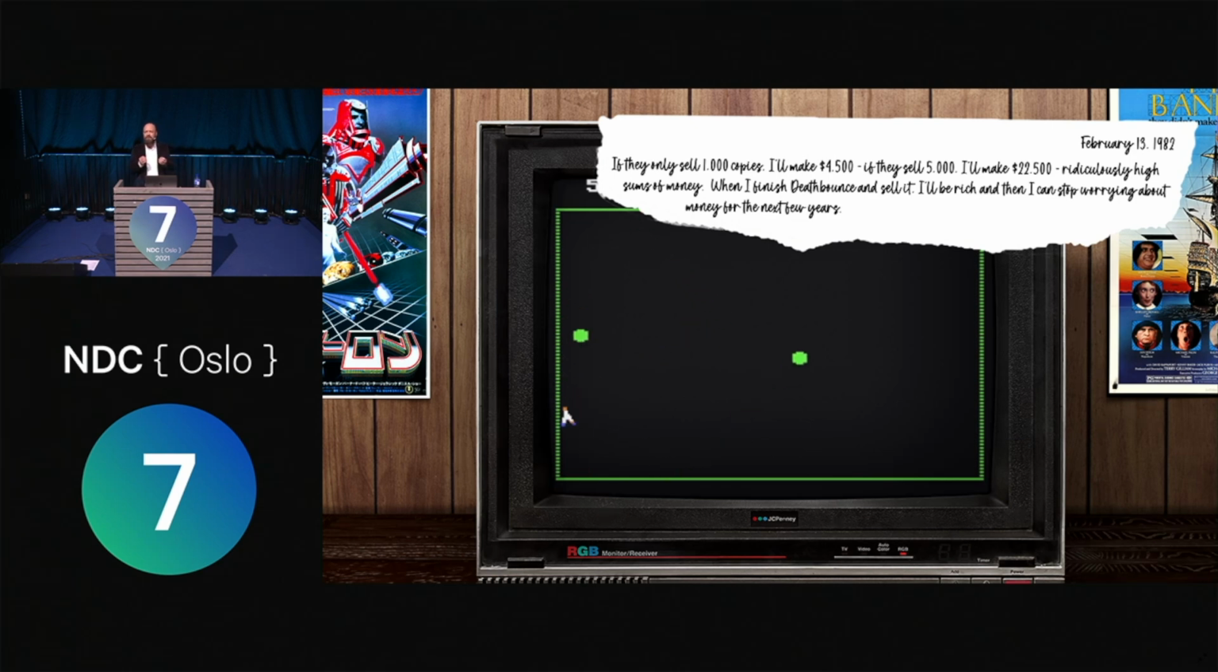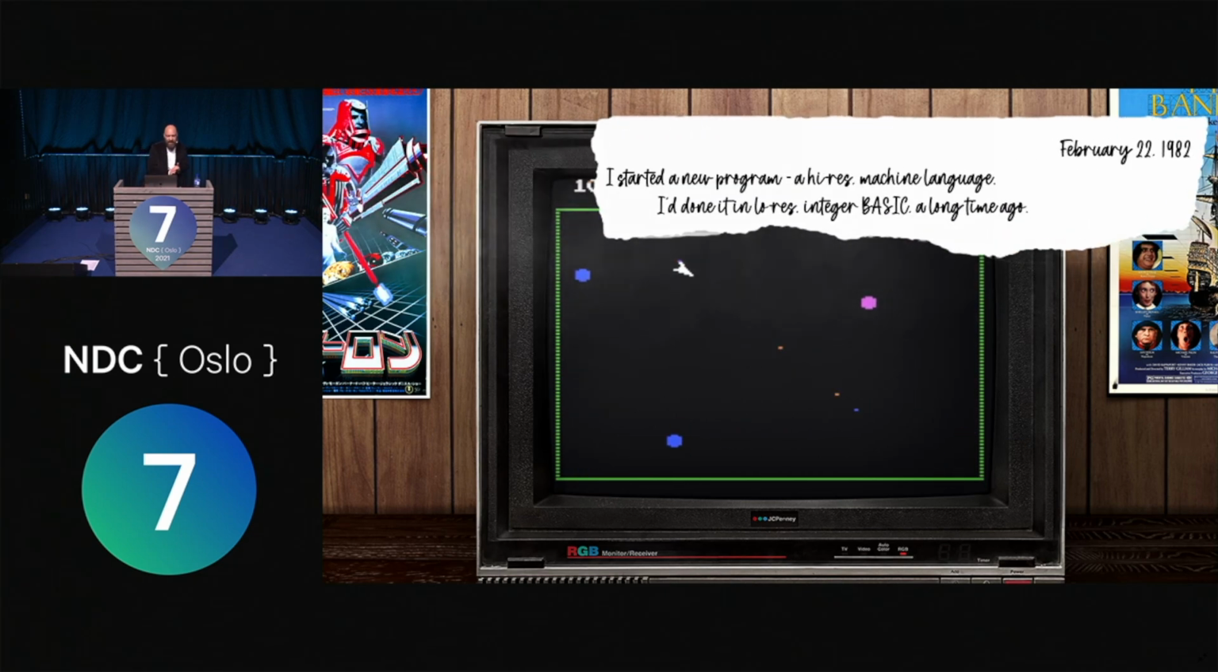Then he starts thinking about how much money he can make. He thinks that if he sells 1,000 copies, he'll make $4,500. If he sells 5,000, that will be 22,500. He is about to strike gold. He is about to become rich, and it motivates him to move on creating this game.